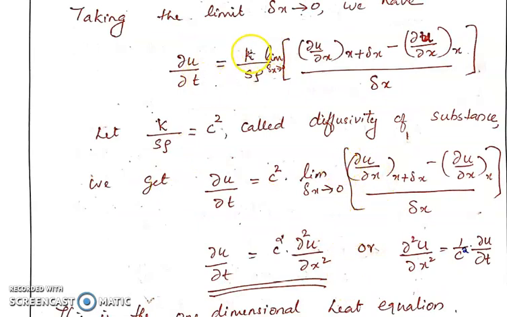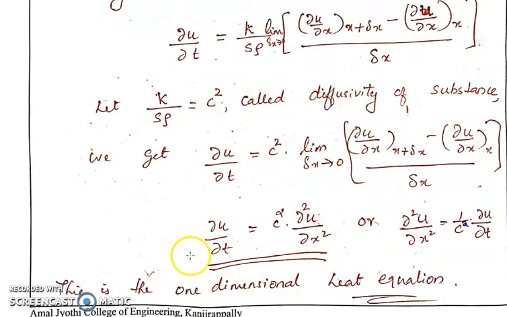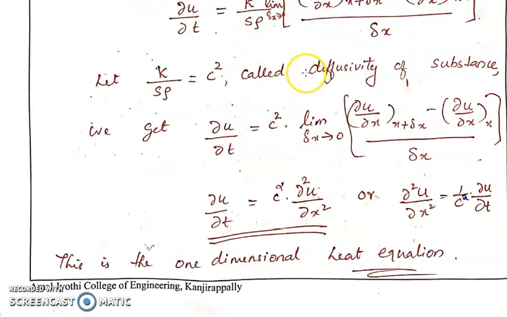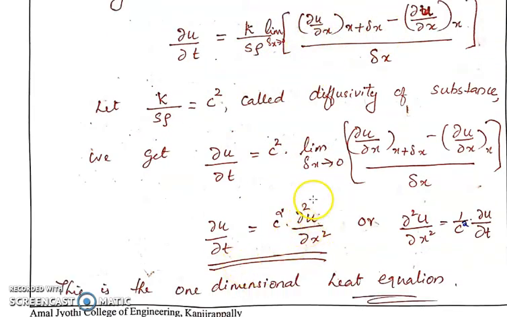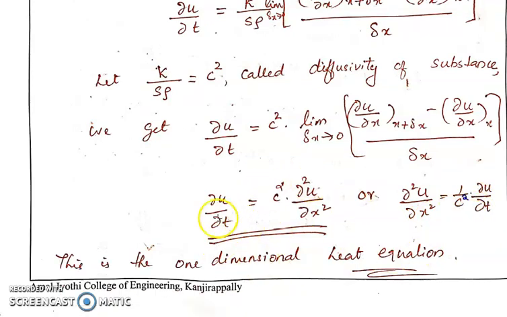And here we denote this K by S rho as c square, and that is called the diffusivity of the substance. Thus we have ∂u/∂t equals c square into ∂²u/∂x², or this is the same as ∂²u/∂x² equals 1 by c square ∂u/∂t. And this is the one-dimensional heat equation.